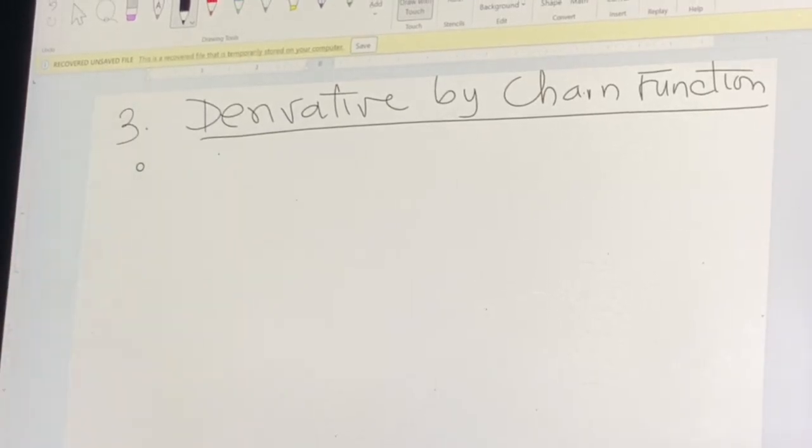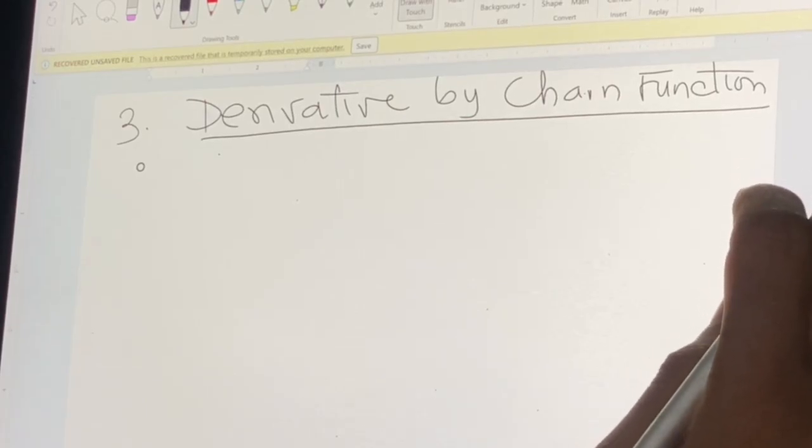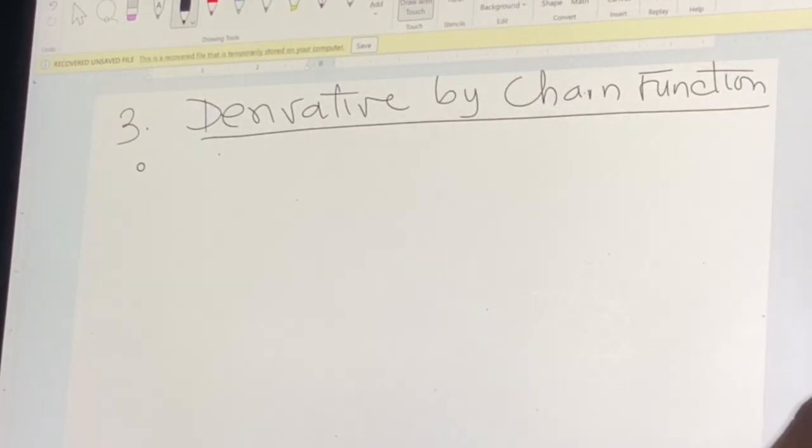Before now, I introduced the definition of derivatives or differentiation, and I told us that for us to differentiate any equation or any function, the first thing to do is to identify the function. We have treated the first one, which is monomial function, and the second one, which is polynomial function. In this topic, we'll consider the third function, which is chain rule.